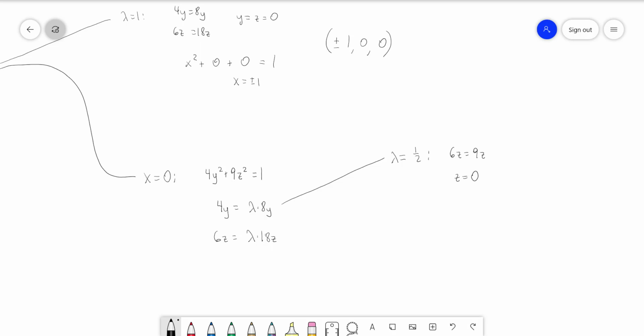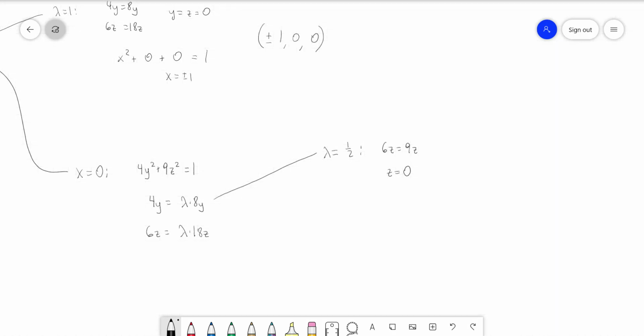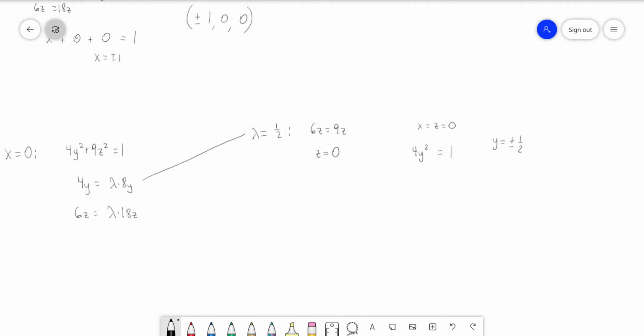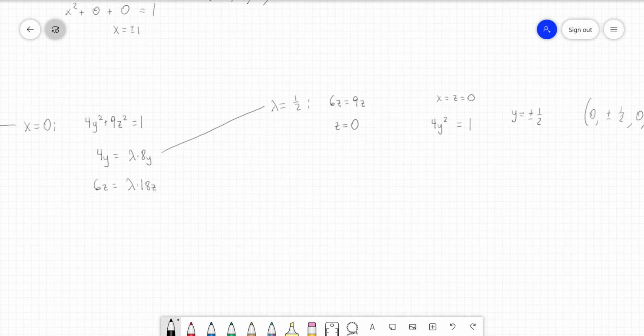Okay. So then if x is 0 and z is 0, then coming back to our constraint equation, you would just have 4y squared equals 1 remaining. So y squared would be 1/4. So y would be plus or minus 1/2. And that gives us another two possible points where we might have a max or a min on the ellipsoid.